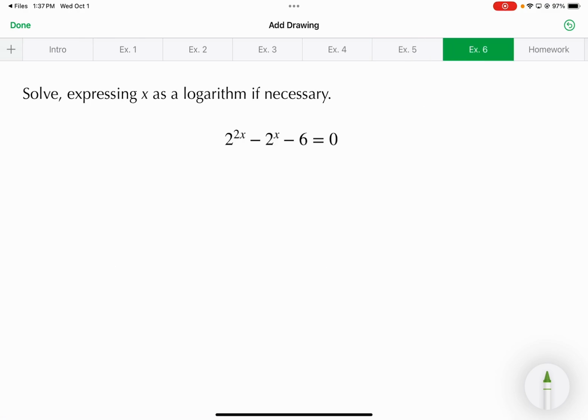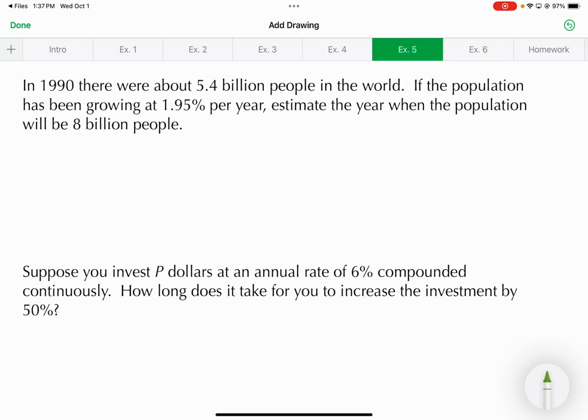Okay, we got 2 left and we have 3 minutes. Here we go. We'll do the word problem and then I'll try to do example 6 and then you guys will walk out the door as the bell's ringing. Okay, so in 1990, there were about 5.4 billion people in the world. If the population has been growing at 1.95% per year, estimate the year when the population will be 8 billion.